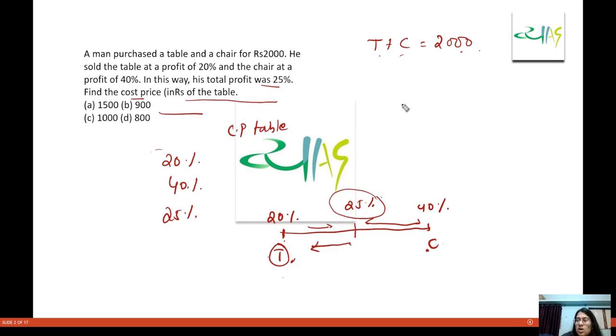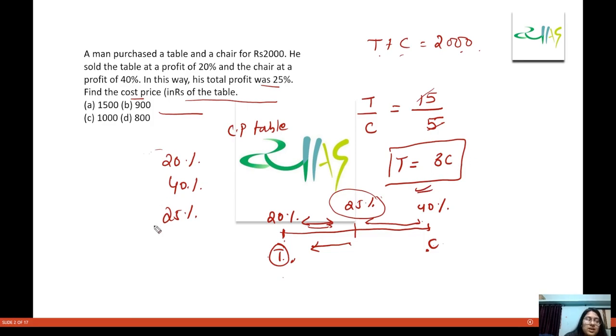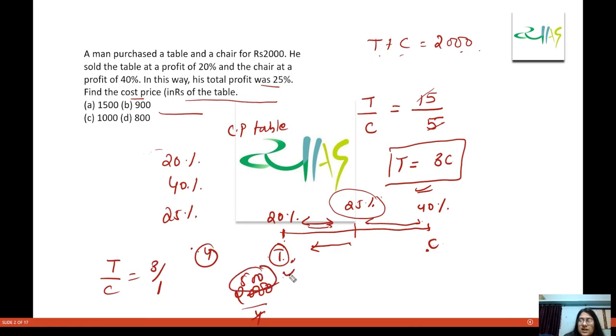Okay, so fine. So now we will write what? T by C is equal to, for T the corresponding difference is this, so this is 15. And for C the corresponding difference is this, so this is 5. So now what it becomes? T is equal to 3C. So the price of table is 3 times that of chair. Now we know T by C is equal to 3 is to 1, that is 4. All right, so 2000 by 4 is 500, just rupees 500. So we know chair comes for rupees 500 and table comes for 3 times the chair. So that is 1500. So we get our answer as 1500.